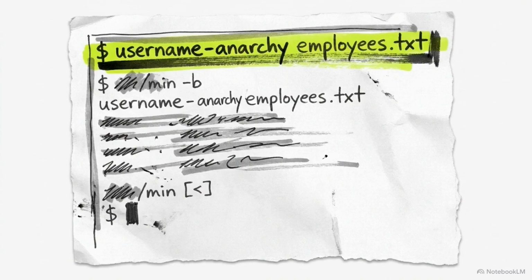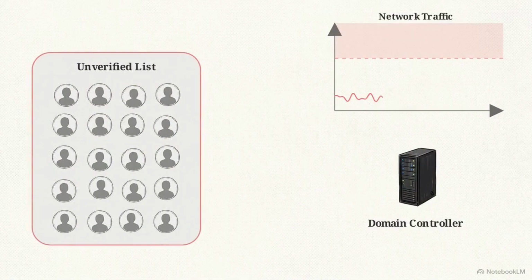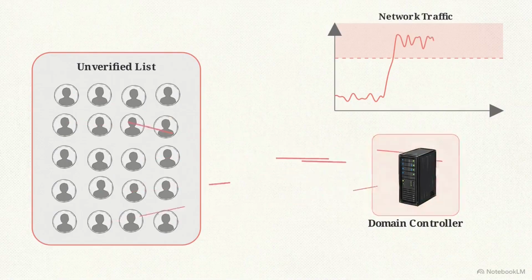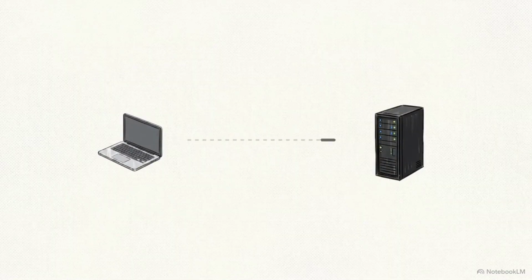In this terminal view, we are running a script that automates this process. It takes our raw list of employee names and generates hundreds of potential username variations to ensure we cover all our bases. If we were to guess passwords against this massive, unverified list, we would generate a spike in network traffic. This triggers alerts and risks locking out legitimate accounts. To maintain a low profile, we test the usernames first without submitting any passwords.